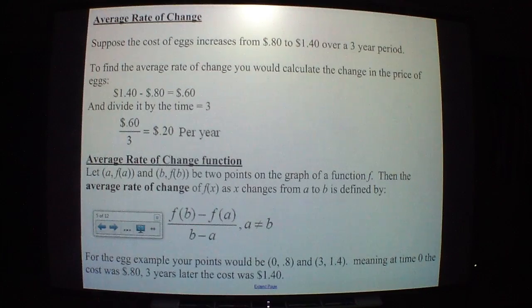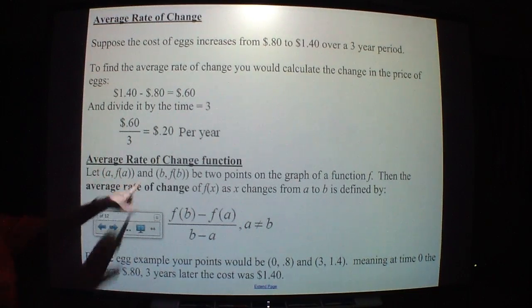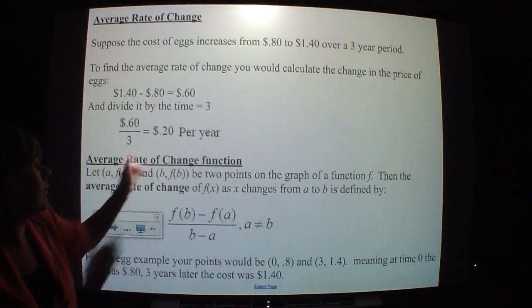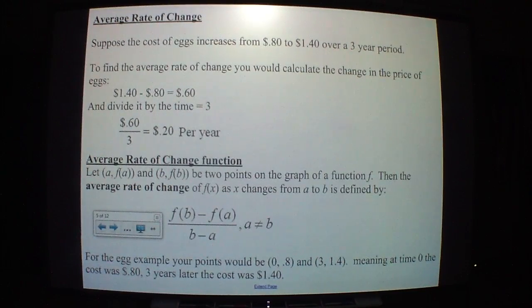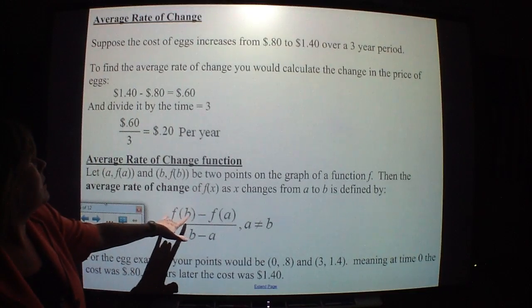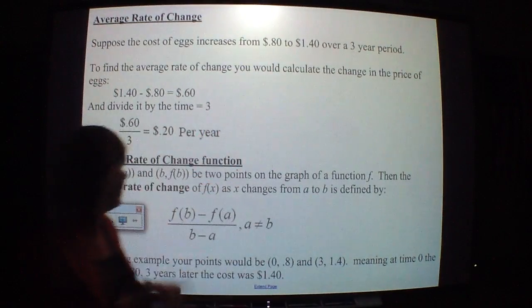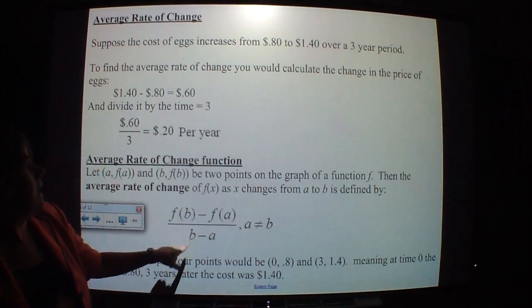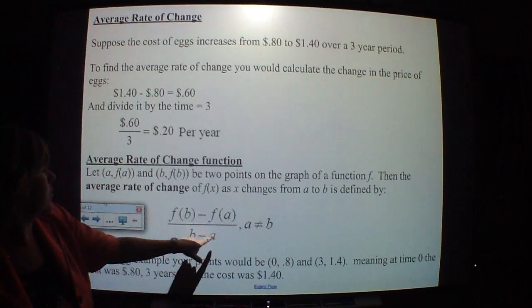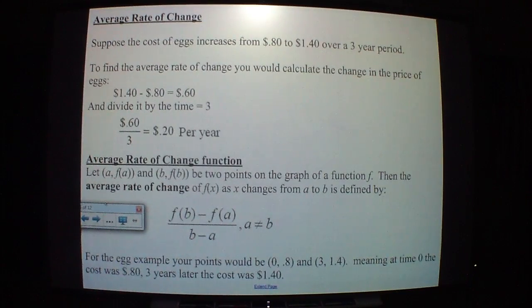But now we're going to do rate of change, but there might be some x's in there and letters. So we have 2 points, an a and an f of a, and a b and an f of b. There are 2 points on the graph. The average rate of change is defined as f of b minus f of a over b minus a. And really, that's what I did. I found out the price after 3 years. This was my price at time 0, so I took the difference, $1.40 minus 80 cents, over my time. Time 3 years to 0 years. So I divided by 3.